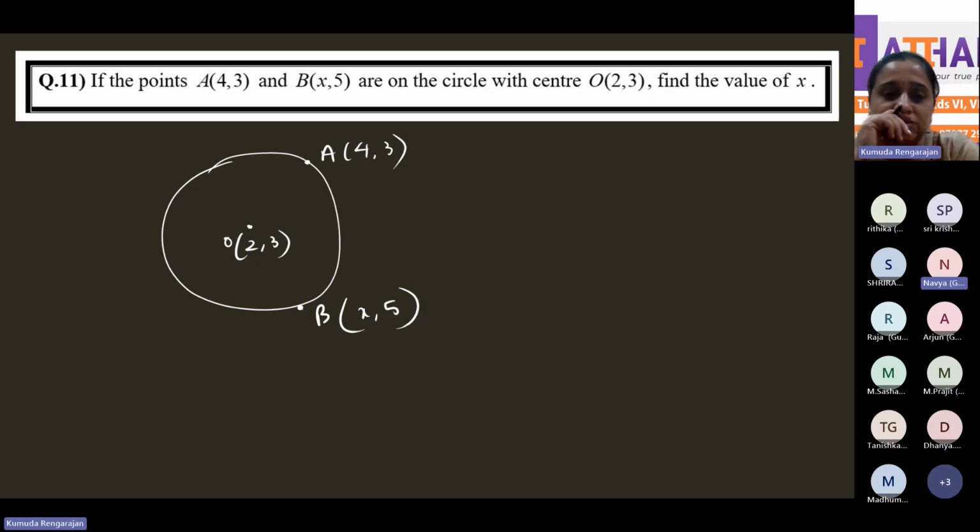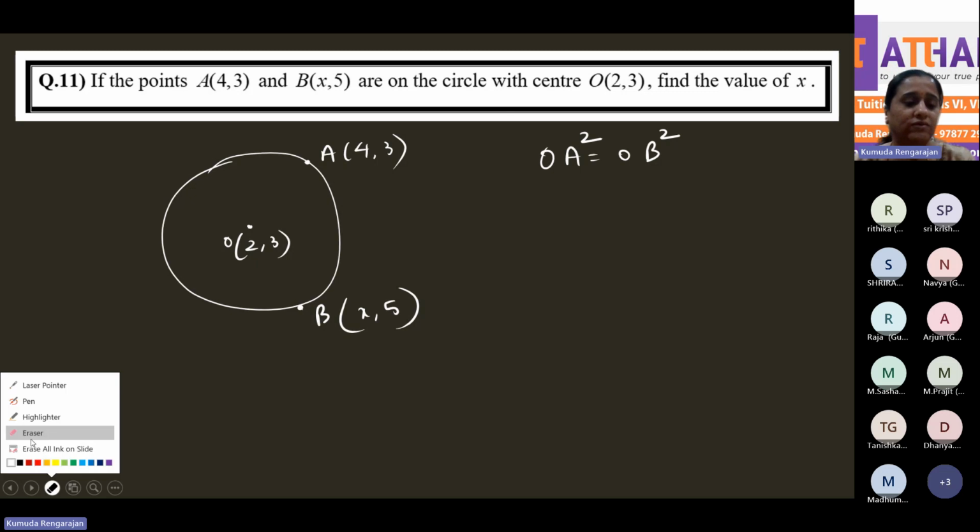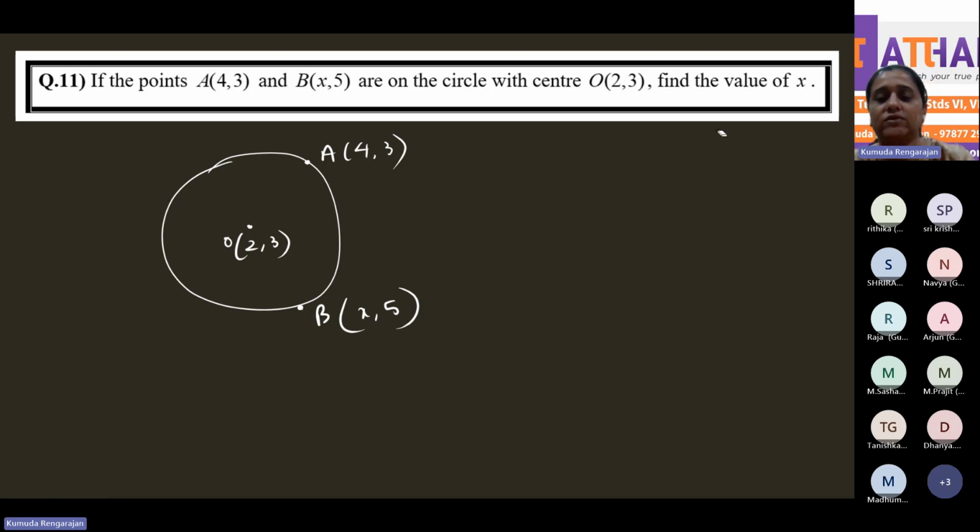OA is equal to OB, ma'am. Perfect. Very good, children. OA is equal to OB because OA is a radius, and OB is also a radius. So you should write that condition first. OA is equal to OB. Then you can write OA square is equal to OB square. Work that and find the value of x. This is the condition: OA equals OB, OA square equals OB square.